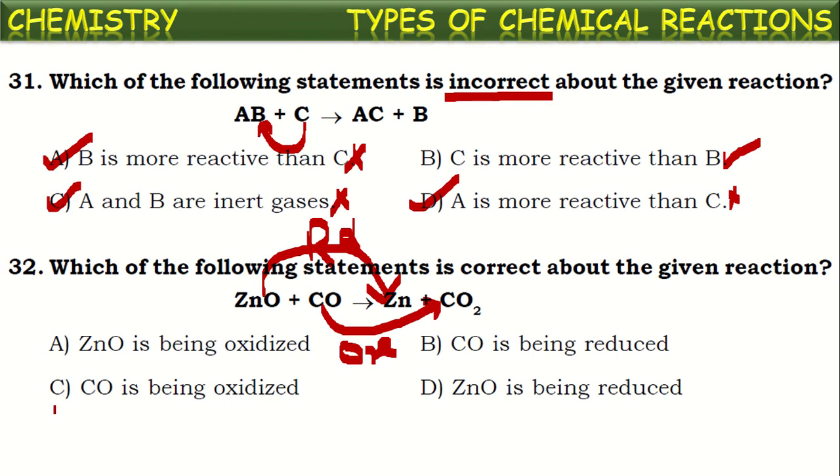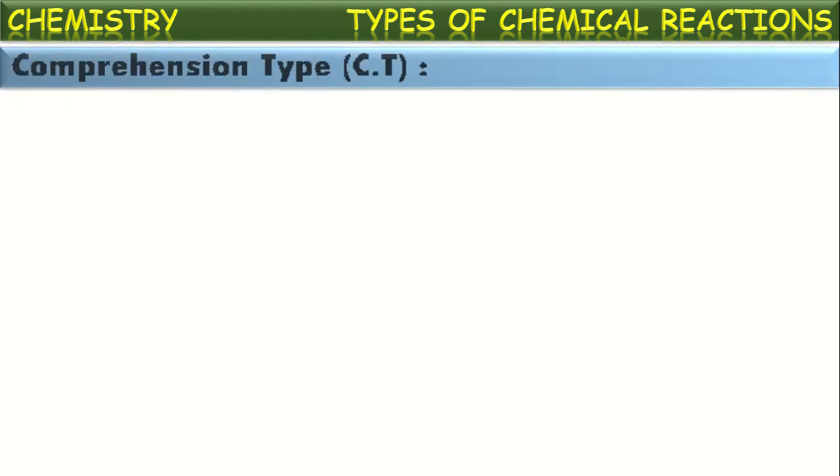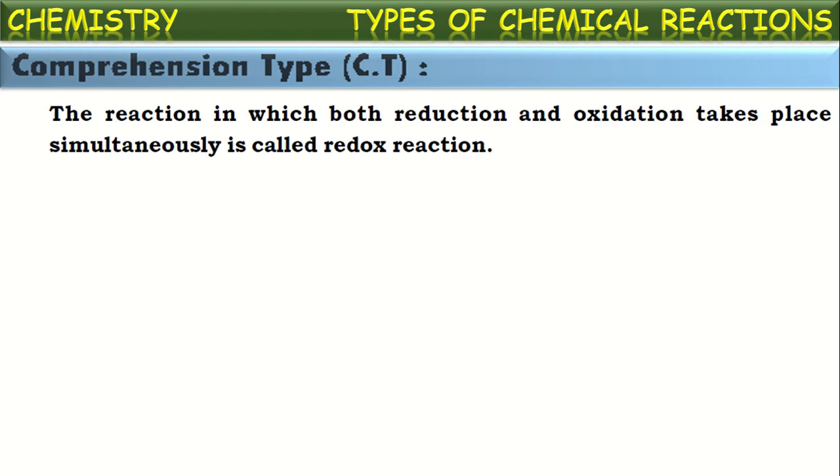Where are those two? Here. Zinc oxide is oxidized. Carbon monoxide is oxidized to carbon dioxide. Zinc oxide is reduced to zinc. So these two are correct statements. Okay, next one. Now let us see the comprehension passage. The reactions in which both reduction and oxidation take place simultaneously are called redox reactions.